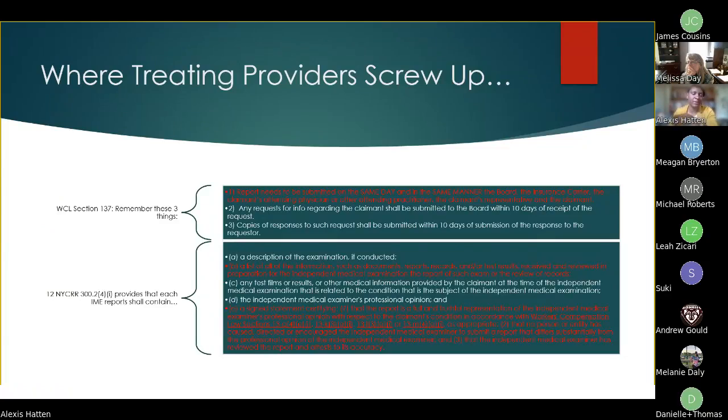300.2(4)(i), that basically gives the description of the contents of the report. And what they typically leave out is a list of all the records they reviewed in conjunction with the examination. They typically leave out the signed statement certifying that the report is a full and truthful representation of their opinion and that no one's influenced them. So those are the hot ones that treating providers typically screw up, and you can get the report barred, or not barred, precluded under 137.